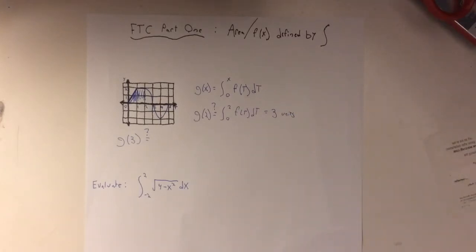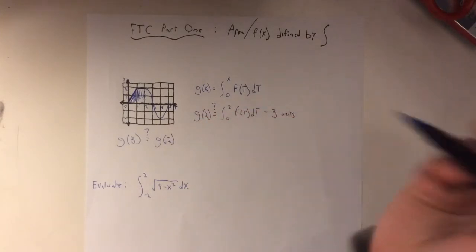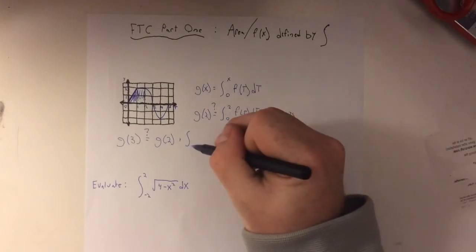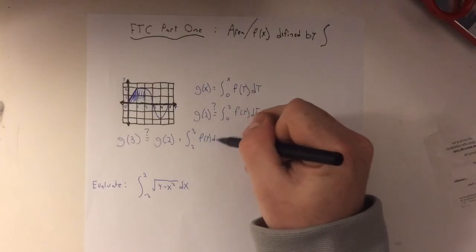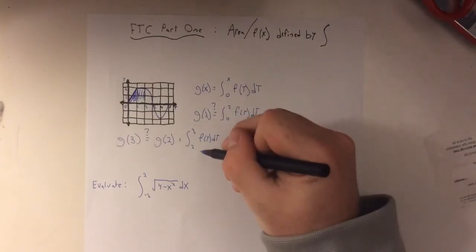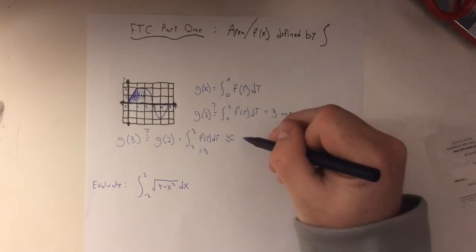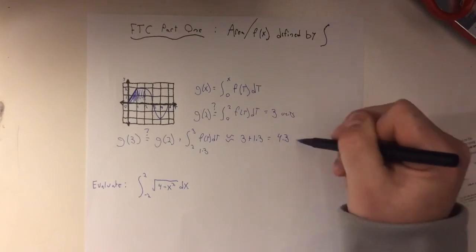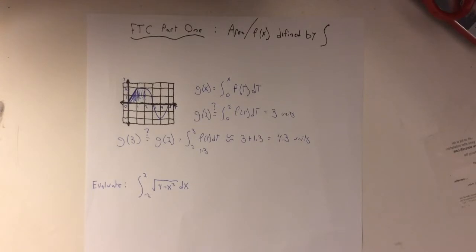And then when we're asked for g of 3, we can do g of 2, which is 3, plus the integral from 2 to 3 of f of t dt, which we can say is about 1.3. So that all comes out to equal 3 plus 1.3, which is equal to 4.3 units. Pretty straightforward.